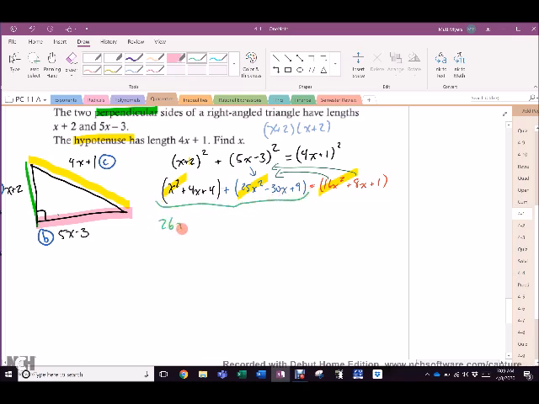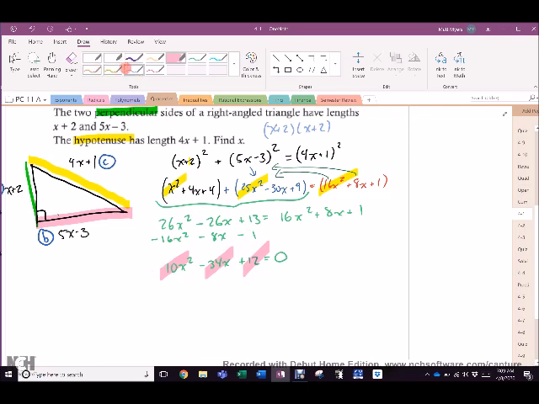So on the left here, put all that together. 26x squared minus 26x plus 13 equals 16x squared plus 8x plus 1. And then you can see, like these arrows, move all this to one side. So minus 16x squared minus 8x minus 1, 10x squared minus 34x plus 12 equals 0. 10, 34, 12 are all even numbers. So 5x squared minus 17x plus 6 equals 0. Multiply to 30, add to negative 17. It's negative 15 and negative 2.